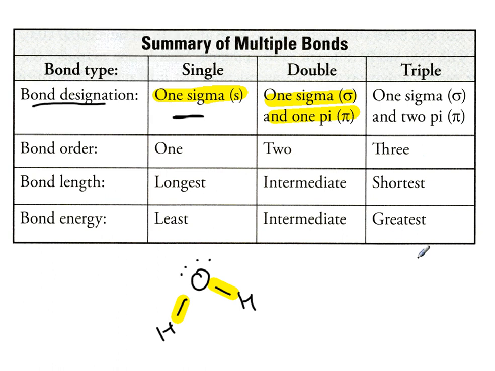So for example, if I draw carbon dioxide, there's a molecule of carbon dioxide right there. One of the bonds is a sigma, so I'll make that purple. The other bond in there is going to be a pi, and then finally in a triple bond you have one sigma and two pi bonds. So when we talk about designating a bond as a single bond, double bond, or triple bond, you need to know the sigma and pi.